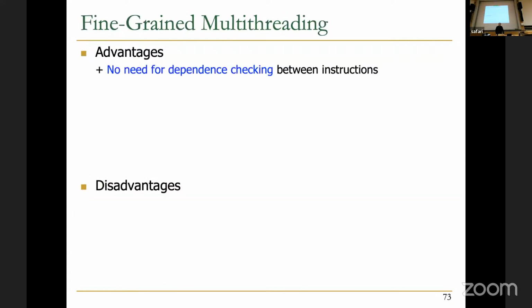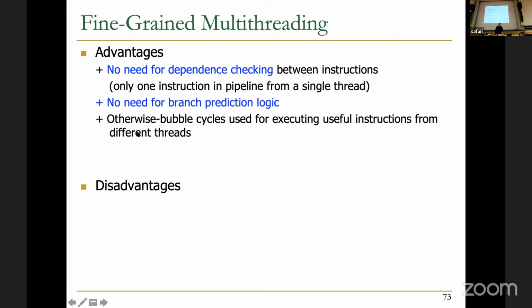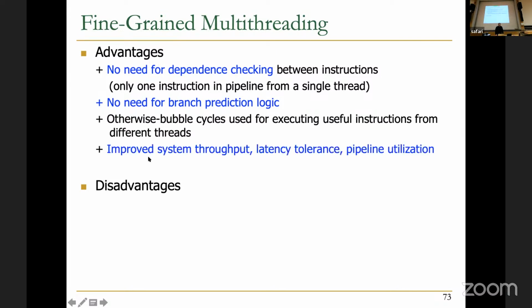So for fine-grained multithreading, as a very quick recap, we don't need to use dependence checking between instructions. We have only one instruction in the pipeline from a single thread, and there is no need for branch prediction logic. Otherwise, bubbled cycles are used for executing useful instructions from different threads. Overall, you can improve system throughput, and you provide latency tolerance and pipeline utilization.